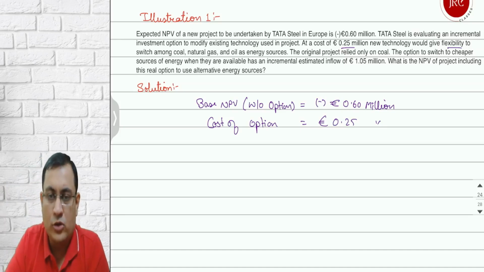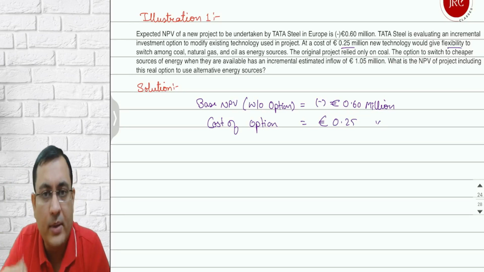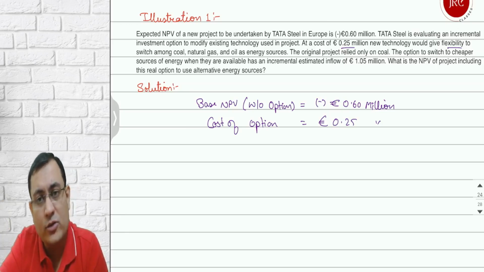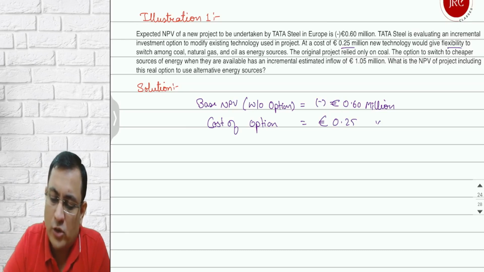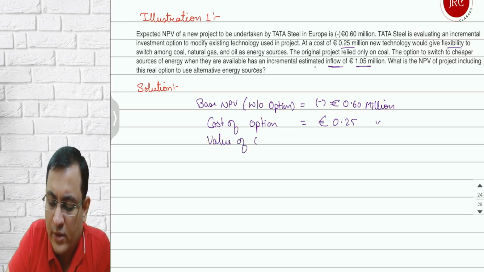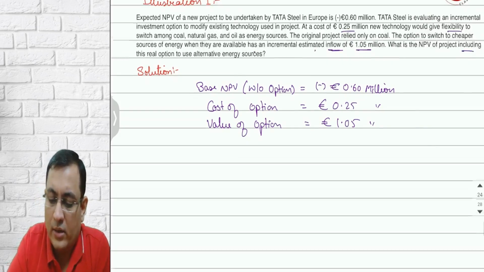It means the existing facility is getting energy only from coal. But now with this new installation, changes in the machinery at the 0.25 million cost, we will be able to switch between different sources, and we will use the source which is available at a cheaper rate. The option to switch to a cheaper source of energy when available has an incremental estimated net inflow of 1.05. So the value of option: this option is going to generate additional inflow of euro 1.05 million. What is the NPV of the project including this real option to use alternative energy sources?